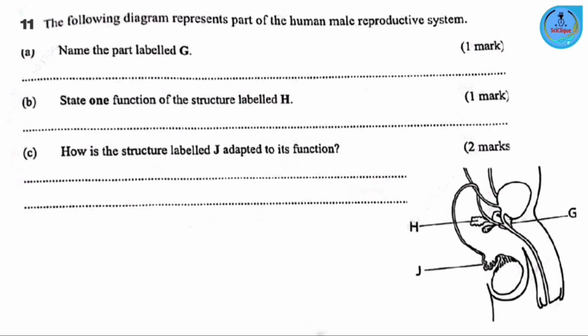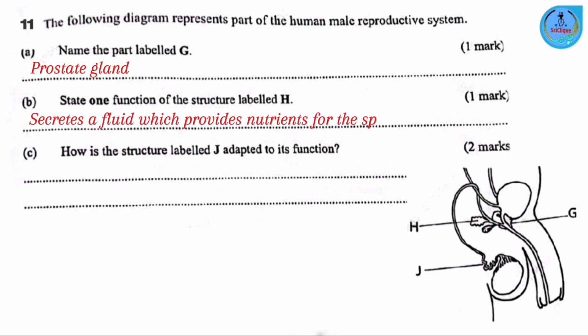Question number 11. The following diagram represents part of the human male reproductive system. Part A, name the part labeled G. Okay, let's look at the information we have. Part G, that is definitely the prostate gland. Part B, state one function of the structure labeled H. What is H? That is the seminal vesicle. So the seminal vesicle secretes an alkaline fluid that provides nutrients to the sperm.